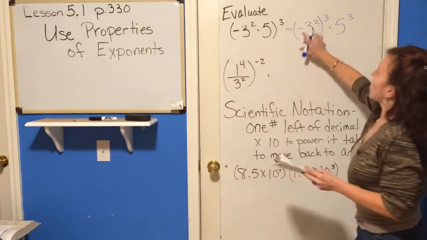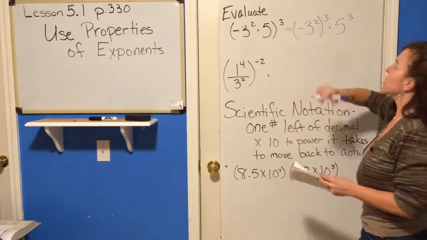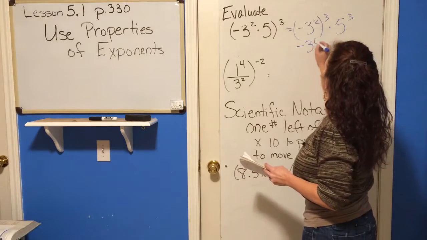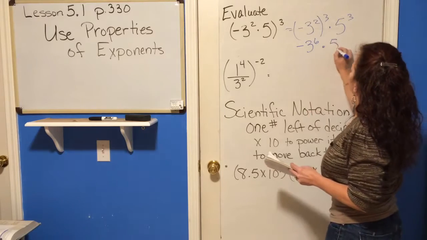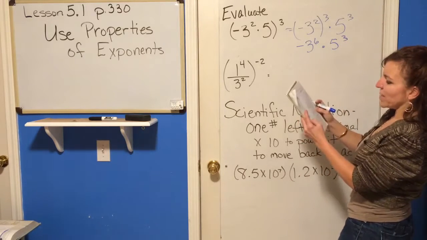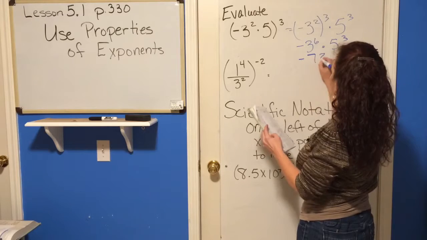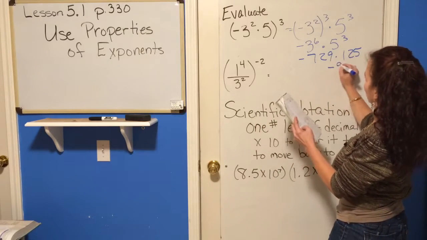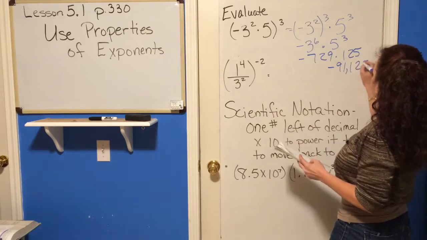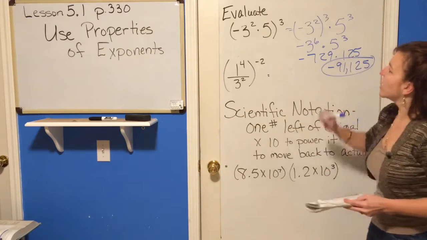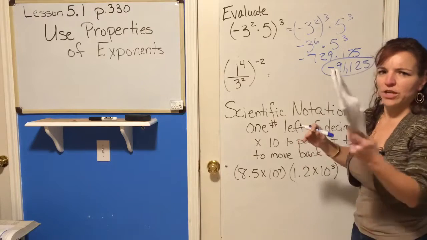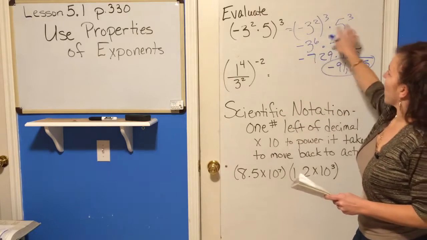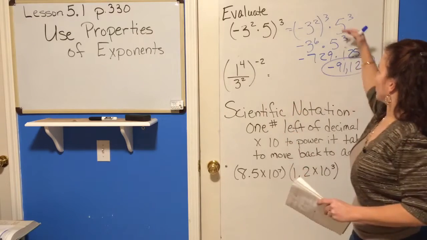So instead of actually working it out, let's use our property like I just said. 2 times 3 is 6, so you've got negative 3 to the 6th power times 5 to the third. And so negative 3 to the 6th is going to be negative 729 times 125, which should get you negative 91,125. So actually use those properties. Sorry, I should have looked at my notes first. So 2 times 3 gives you the 6, and you split them apart, and then you can work it from there.